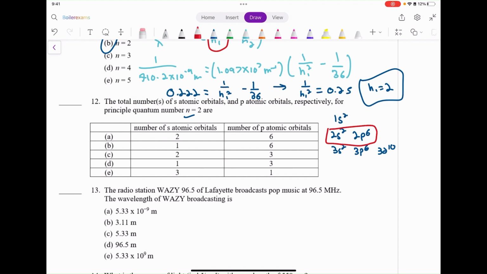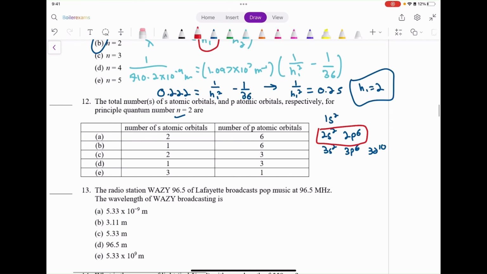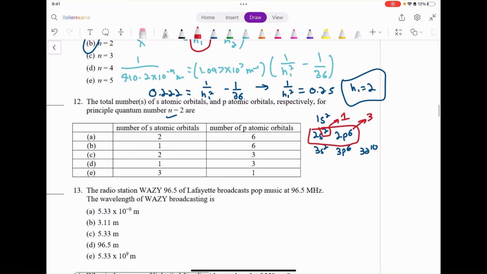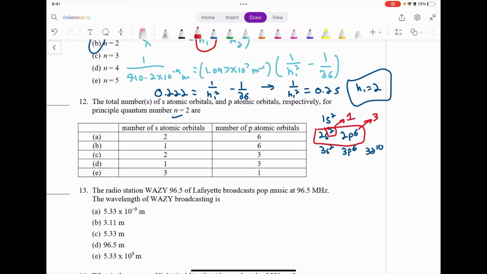And I have 1 s orbital and I have 3 p orbitals. The reason I know that is because this number tells me the number of electrons in the orbitals, and I know I can hold 2 per orbital. So if this is showing 2 electrons, that's 1 orbital. If this is showing 6, that's 3. Also, I just know that's always how many are in each energy level. There's always 1 s orbital, 3 p, if there's any.